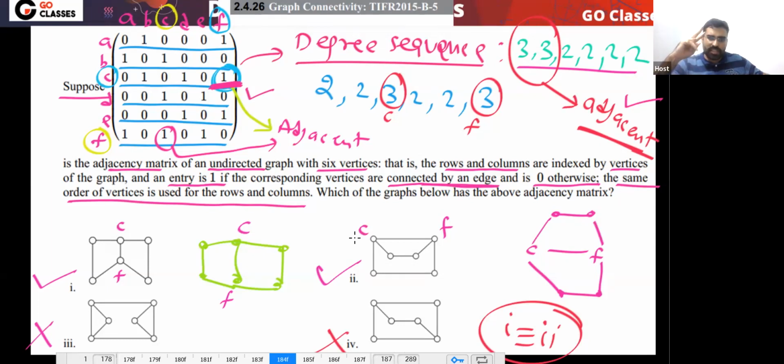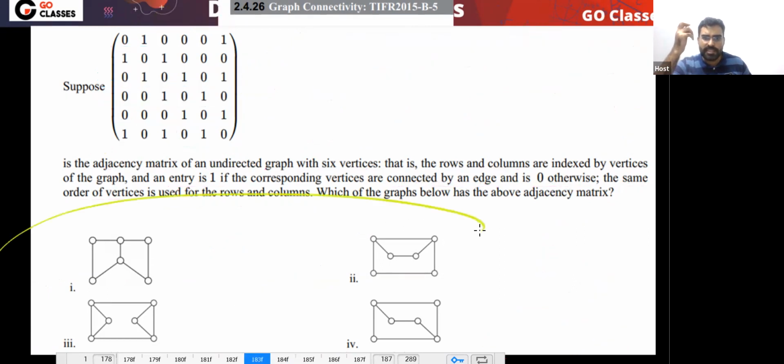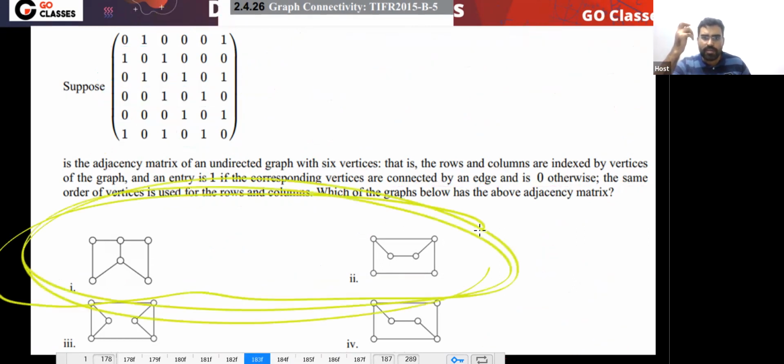See, option number 1 and option number 2 are exactly the same graph. You have 3 degree vertices. On one side you have 2 vertices, on the other side you have 2 vertices. Similarly here, you have these 3 degree vertices, and on one side you have 2 degree vertices, on another side 2 degree vertices. Option 1 and option 2 are isomorphic. Because they are isomorphic, they are exactly the same.